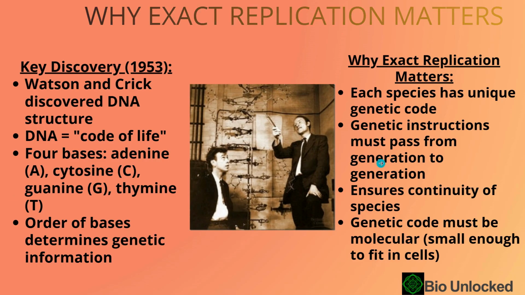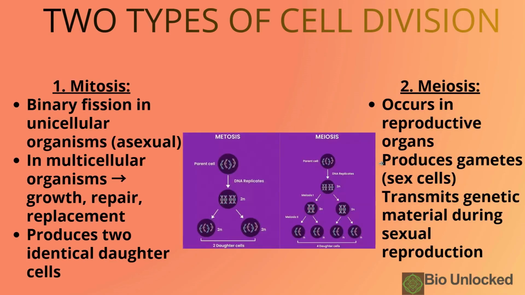Cells need to divide for growth, repair, and reproduction, but how do we ensure every single cell gets an exact copy of the genetic instructions? There are two types of cell division, mitosis and meiosis. In unicellular organisms like protists, cell division by binary fission is common. One organism becomes two, and no sex cells are involved. In multicellular organisms, however, mitosis leads to the formation of two identical cells that contribute to growth.